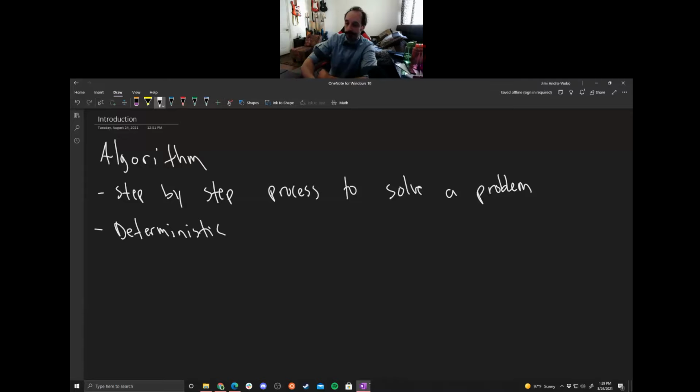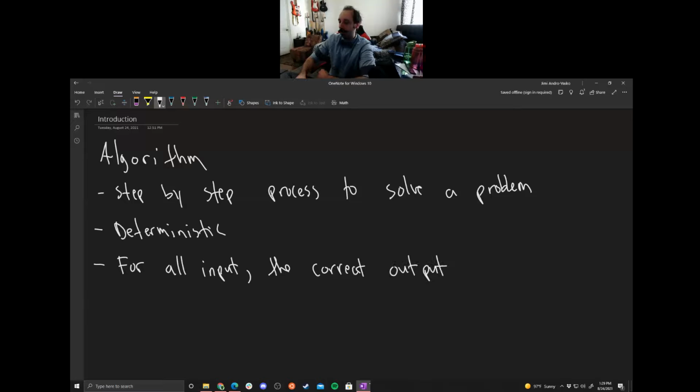And also, for all input, the correct output is always produced. Which makes sense. If it doesn't always work, well, it's not really an algorithm. It doesn't really solve the problem. So if you have a sorting algorithm that doesn't always sort the list, that means it doesn't really solve the problem of sorting this list, or not all the time, which is really kind of an issue.